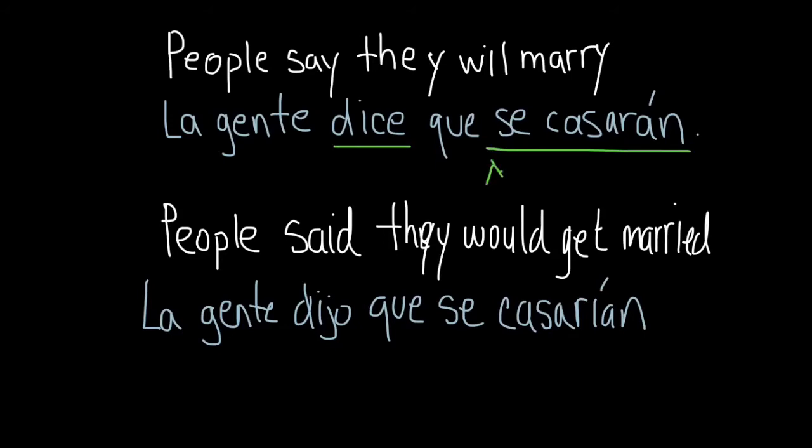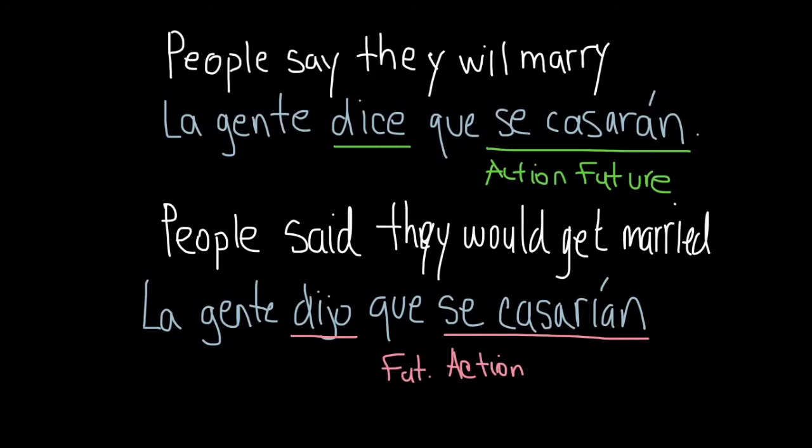So notice that in the first sentence, the main verb, decir, is in the present. And then the second verb is will marry. And in the second sentence, the main verb is in the past. And the future action that is perceived in the past is to get married. And that's it for today.